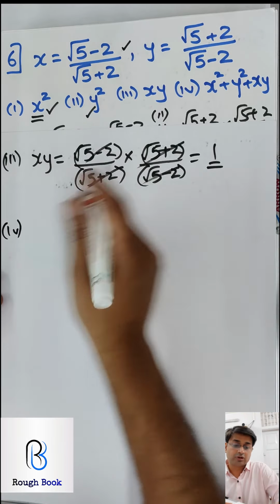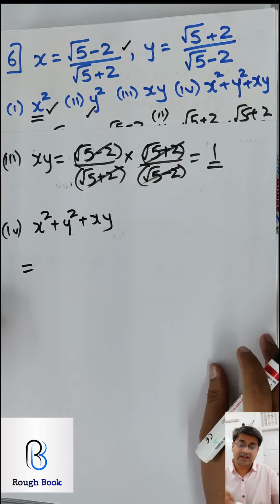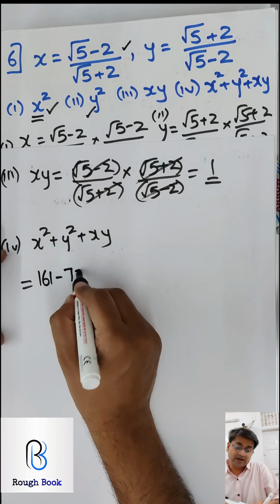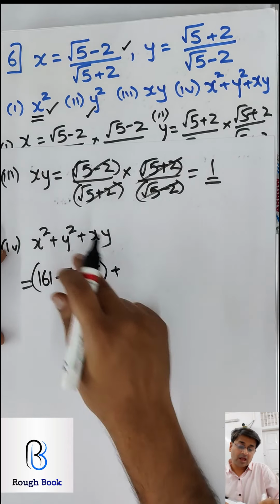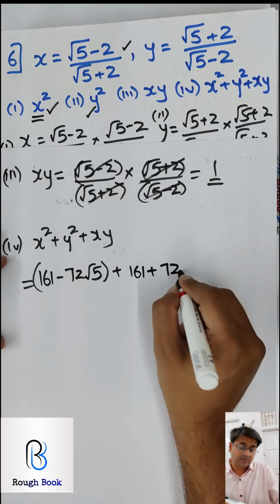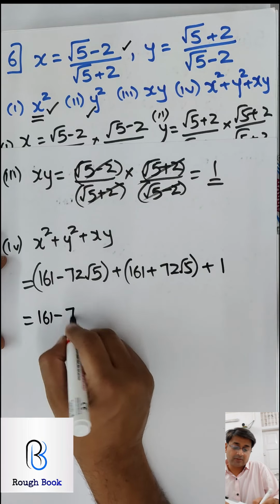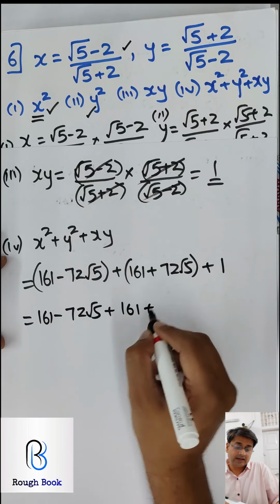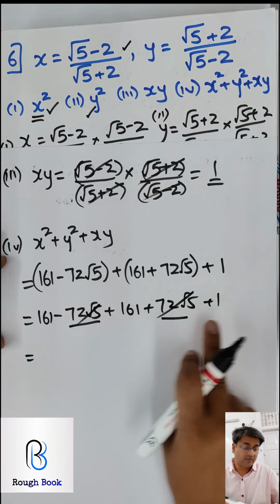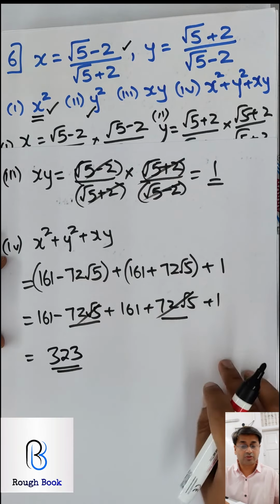Now for the last part, fourth one, x square plus y square plus xy. So what is x square? X square is here 161 minus 72 root 5 in one bracket. What is y square? So 161 plus 72 root 5, and plus xy, which is just 1. Now open all the brackets and let's see what answer we get. So this plus minus is getting cancelled. 161, 161, 1. So 323. Am I right? 1 plus 1, 3. 6 plus 2, 12. Yeah, that's correct.